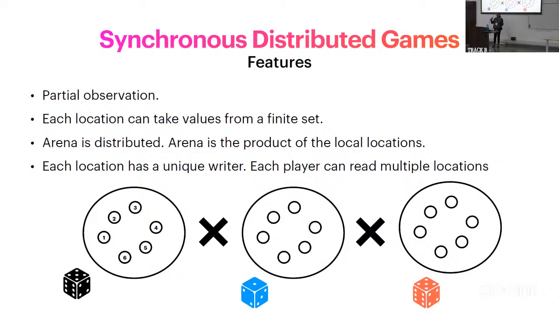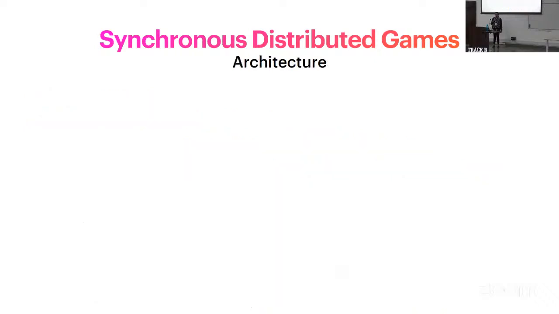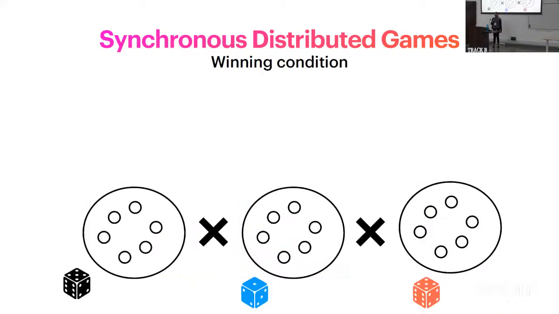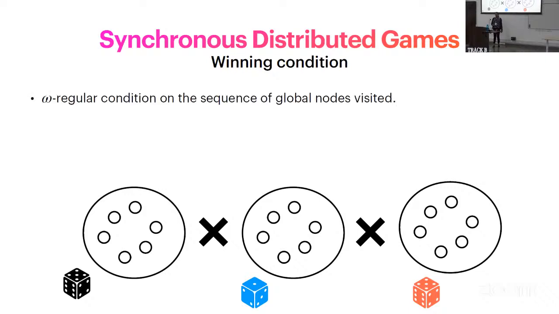And we do not allow multiple people to write onto one location, because then we do not know who writes first and what is overwritten, etc. So we make sure that every place can be written at most by one player. Okay, so these were the architectures that I showed you. And now the winning condition. The winning condition is going to be a regular condition on the sequence of global nodes that is visited. So we can ask for infinitely many or parity or whatever condition on these global nodes visited.